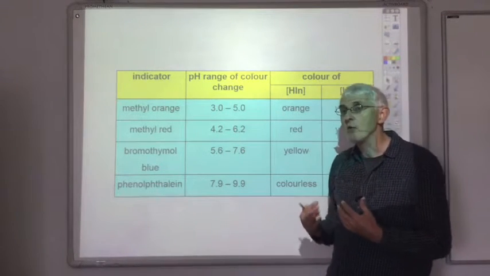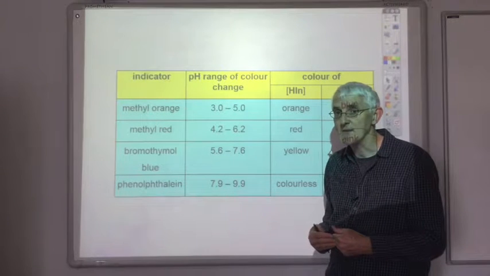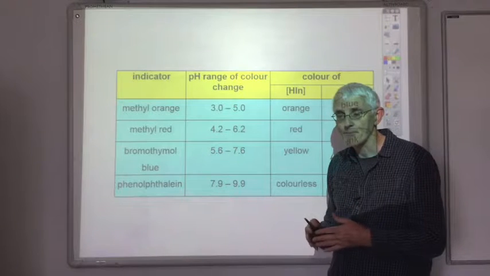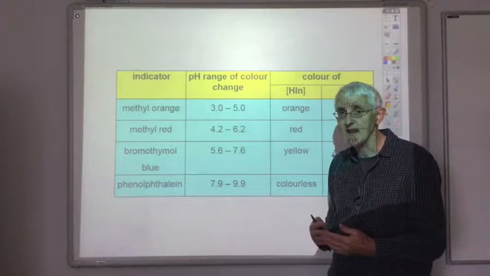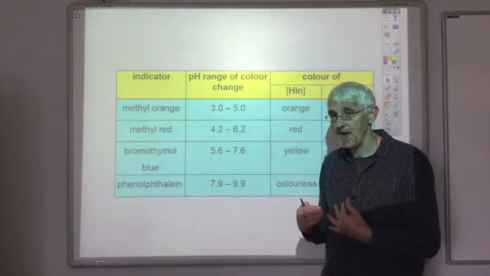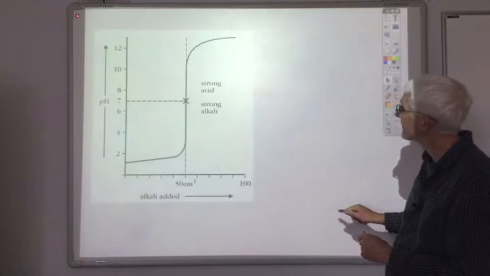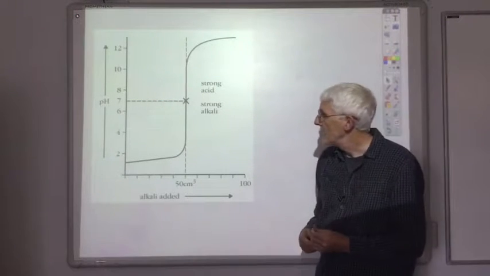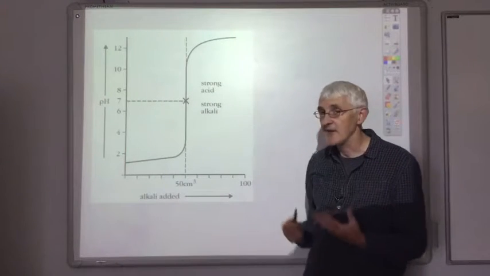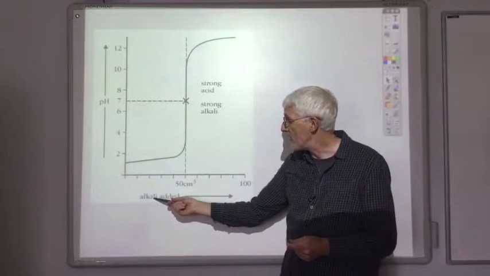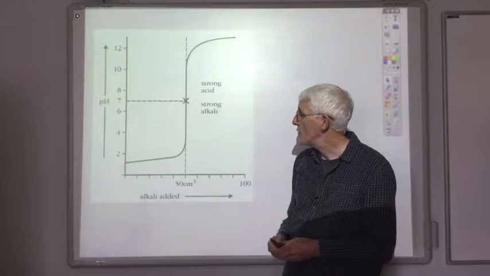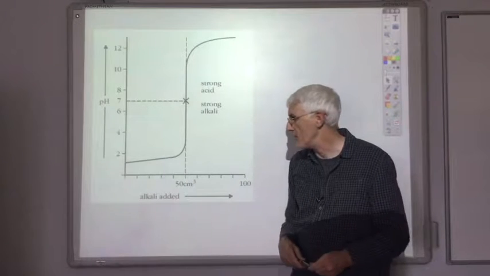So, how do we know what indicator to use for an acid-base titration? Well, that's largely going to depend on how strong or weak the acid and how strong or weak the base is that we're titrating. So let's work through the various options we have. Right, this graph shows how the pH changes as we carry out a titration by adding an alkali, in this case a strong alkali like sodium hydroxide, to a strong acid, for example HCl.